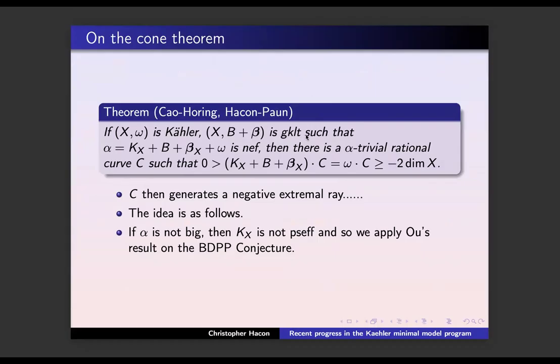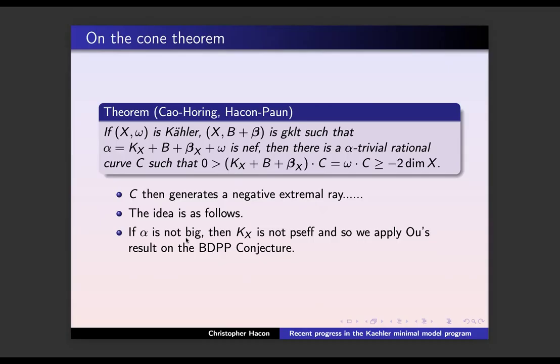The key point in proving the cone theorem is the following. Suppose I have my generalized KLT pair, (X, B + beta), and a Kähler form omega, and I scale it down so that K_X + B + beta_X + omega is nef but not Kähler. Then I want to show that there is an alpha-trivial rational curve which is negative with respect to K_X + B + beta_X. And this will be the generator of the corresponding negative extremal ray.